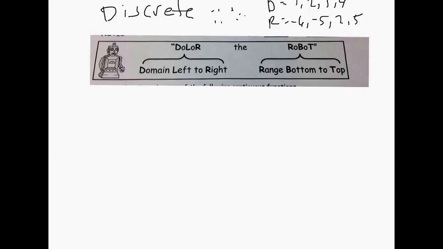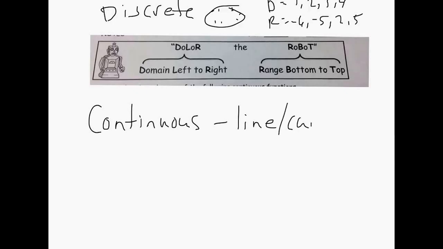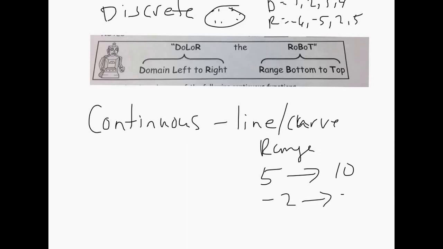But when we do continuous data, because it's not individual points, continuous is a connected line or a curve, we have to use a range of numbers. And by range of numbers I mean like from 5 to 10, or from -2 to -1. So we have to use a range of numbers instead of individual numbers. To show that, we're going to use inequality symbols and something called interval notation. We're going to learn those two methods here in this video today.